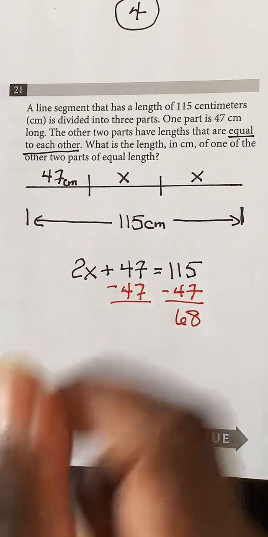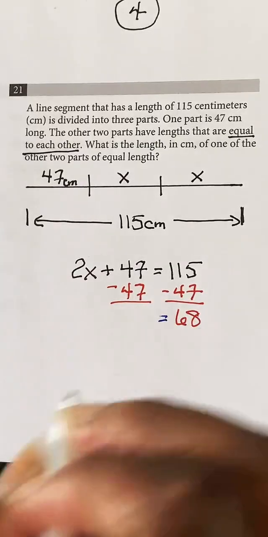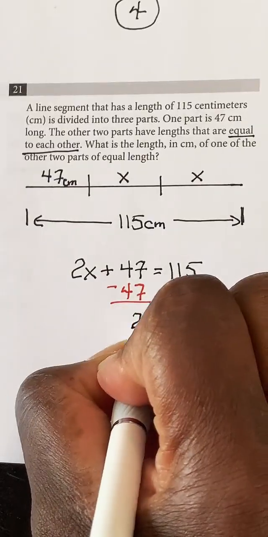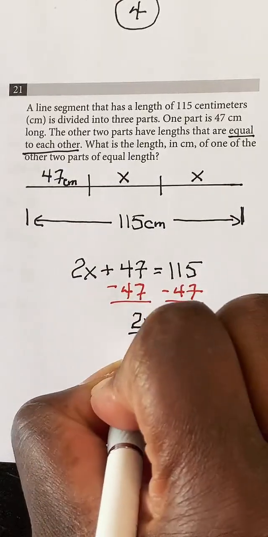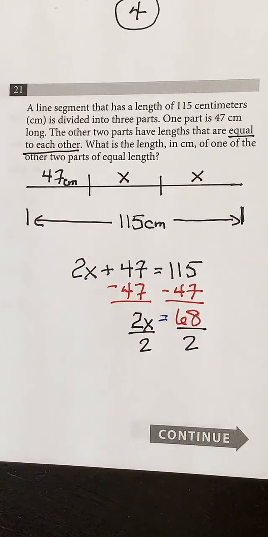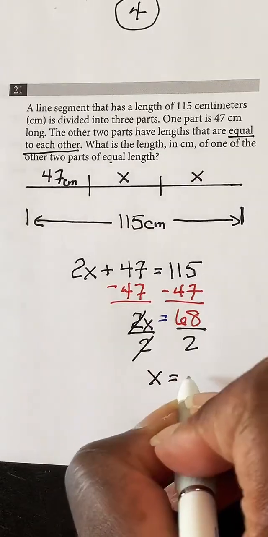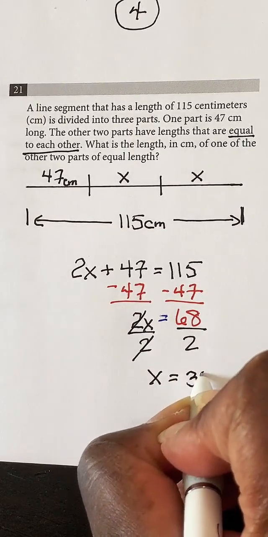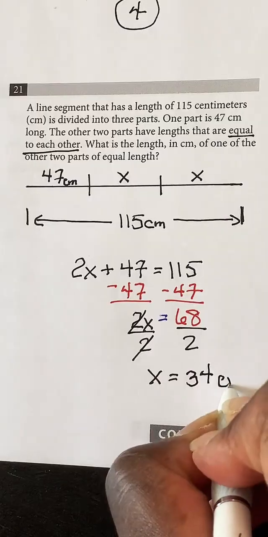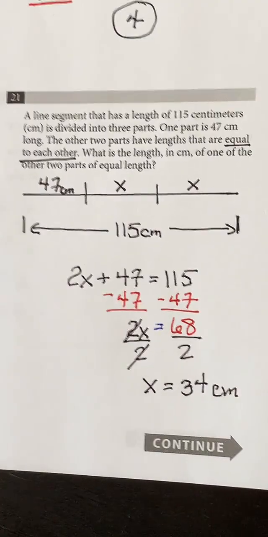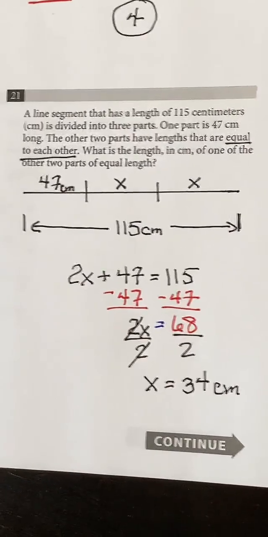So now we have our 2X is equal to 68. We're just trying to find what X is, so we have to divide both sides by 2. X is by itself, so that'll be 34 centimeters. Okay, so let's go back to the question.